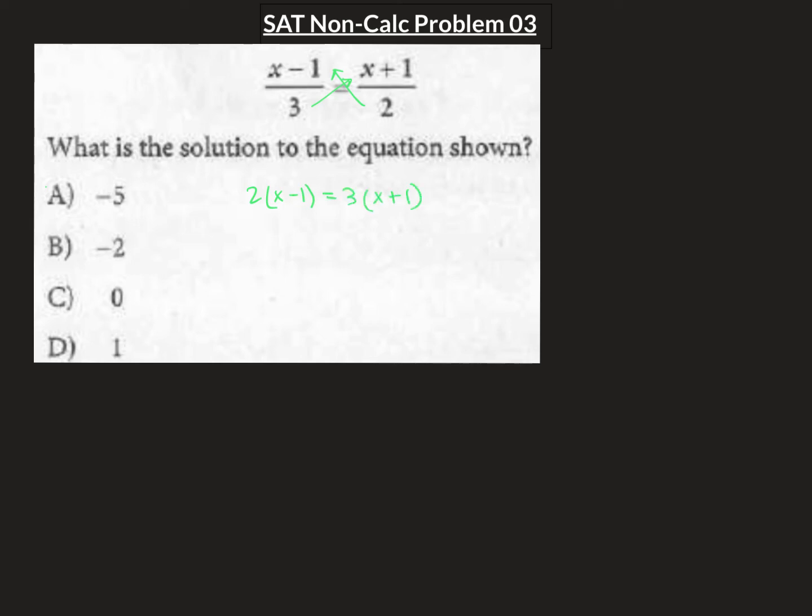Then we just distribute how we would normally. We have 2x - 2 = 3x + 3. Then we subtract 2x, and also subtract 3, and our final solution is x, because 3x - 2x is x, is equal to -2 - 3, which is -5. So this is our final answer, answer choice A.